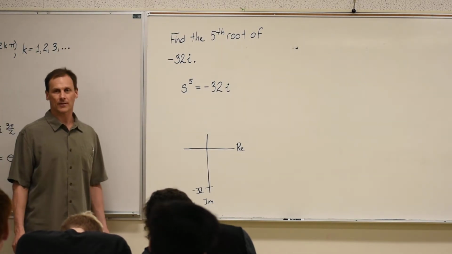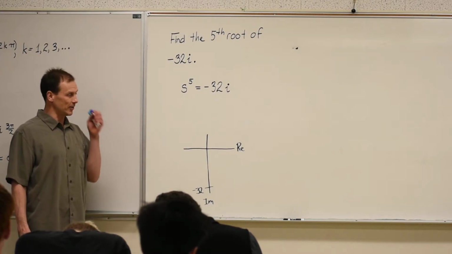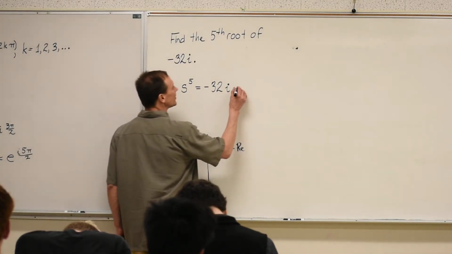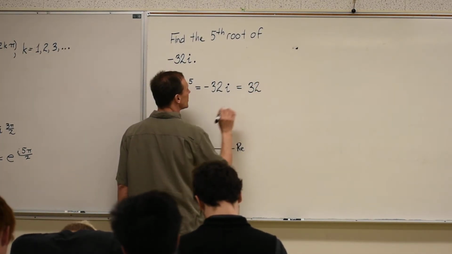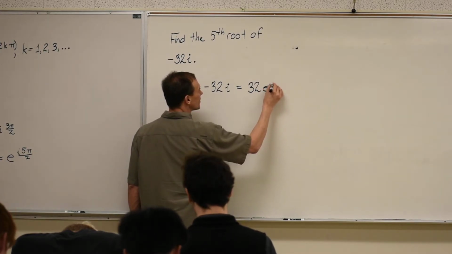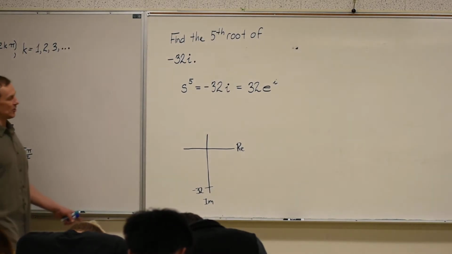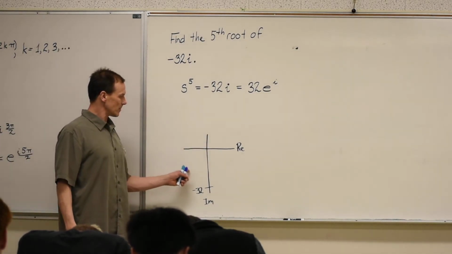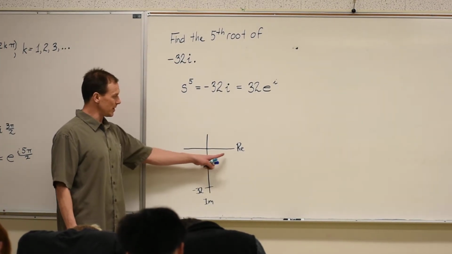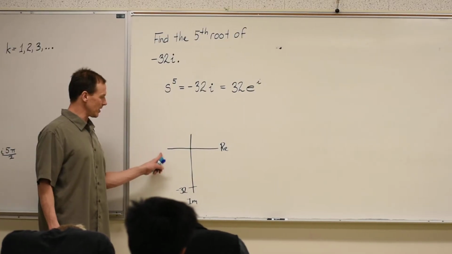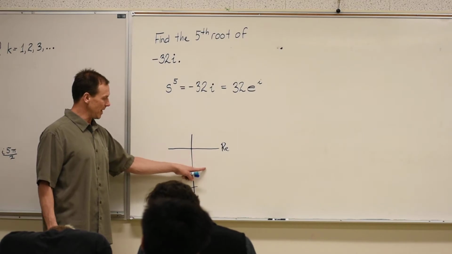What's the modulus? Yeah, the modulus, remember, is a positive value. So the modulus of this is 32. e to the i, and what is our argument? Yeah, 3 pi over 2. What's another way of writing 3 pi over 2 if I didn't want to go clockwise? Or counter. Yeah, I could also write it as minus pi over 2.